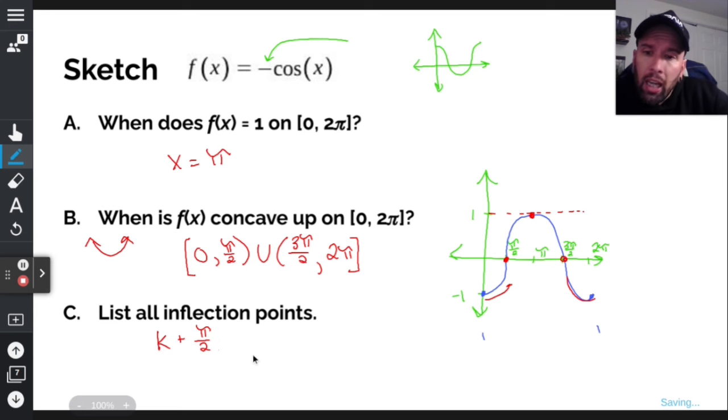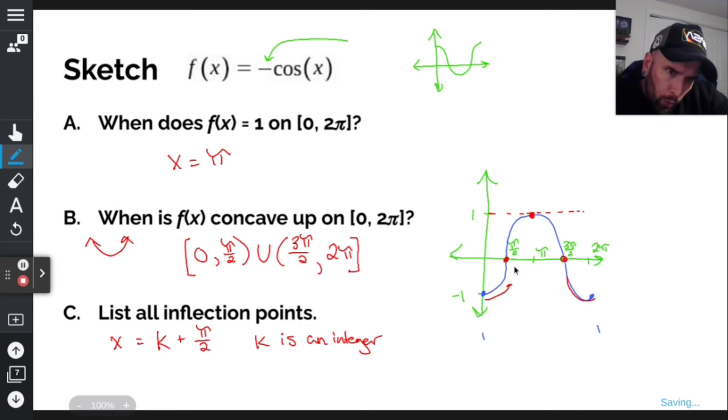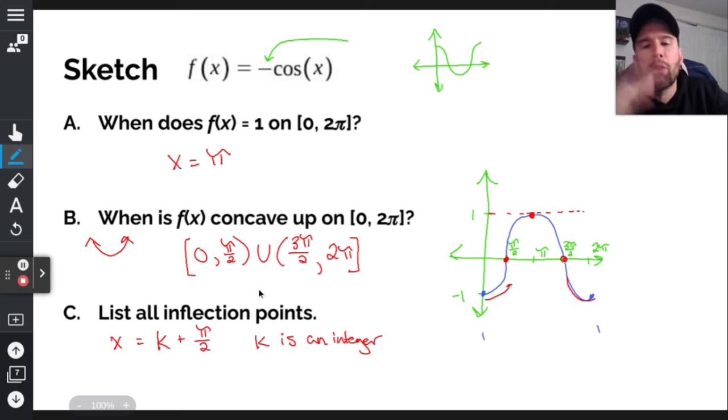K in this case, and by the way, these are x values, so maybe I should say x equals k plus pi over 2. K in this case is any integer. So 0 plus pi over 2 is pi over 2. 1 plus pi over 2 is 3 pi over 2. Negative 1 plus pi over 2 is negative pi over 2, and so on and so forth. So those are my inflection points. K is an integer. There you go.